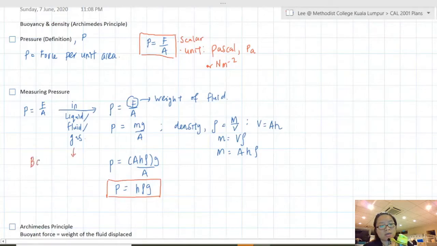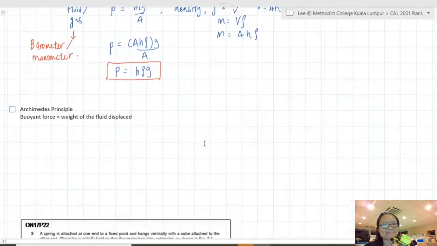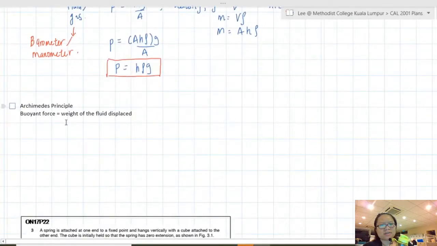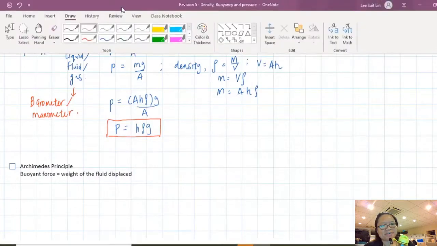We tend to use this a lot when it comes to fluid or gas, and when we measure, we use a barometer or manometer or U-tube. I also noticed I didn't include this chapter in your test too. Never mind.